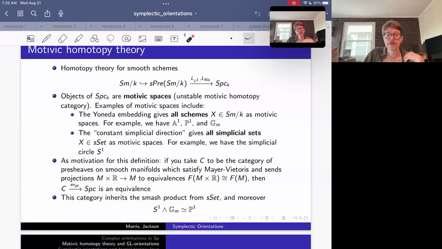And I should also say that since we're landing in spaces or simplicial sets, we inherit a smash product. And a really important structural fact for the motivic homotopy category is that if I take the constant S1 in the space direction and I take the geometric circle that comes from the punctured affine line and I smash them together, then in this A1 homotopy category, this is equivalent to the projective line, to P1.